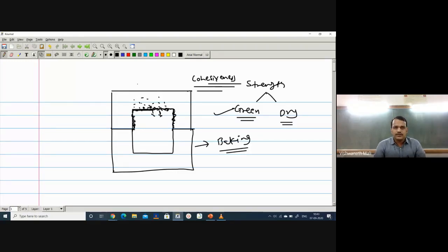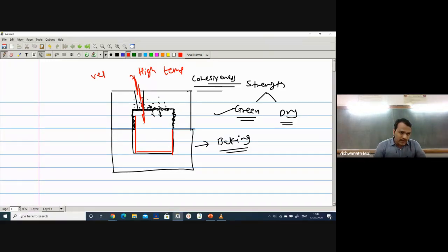After baking, we pour the molten metal. This molten metal has a high temperature, plus it has some velocity, because we are pouring it. While pouring, remember the word, while pouring, whatever the shape of the mold cavity is, that should remain the same. It should not change the shape.